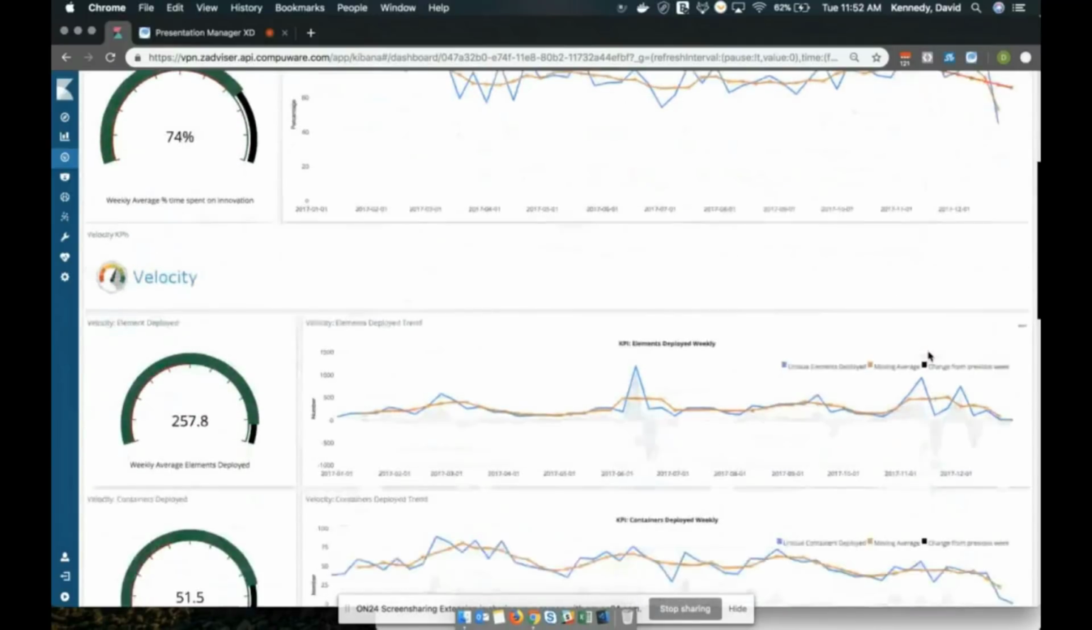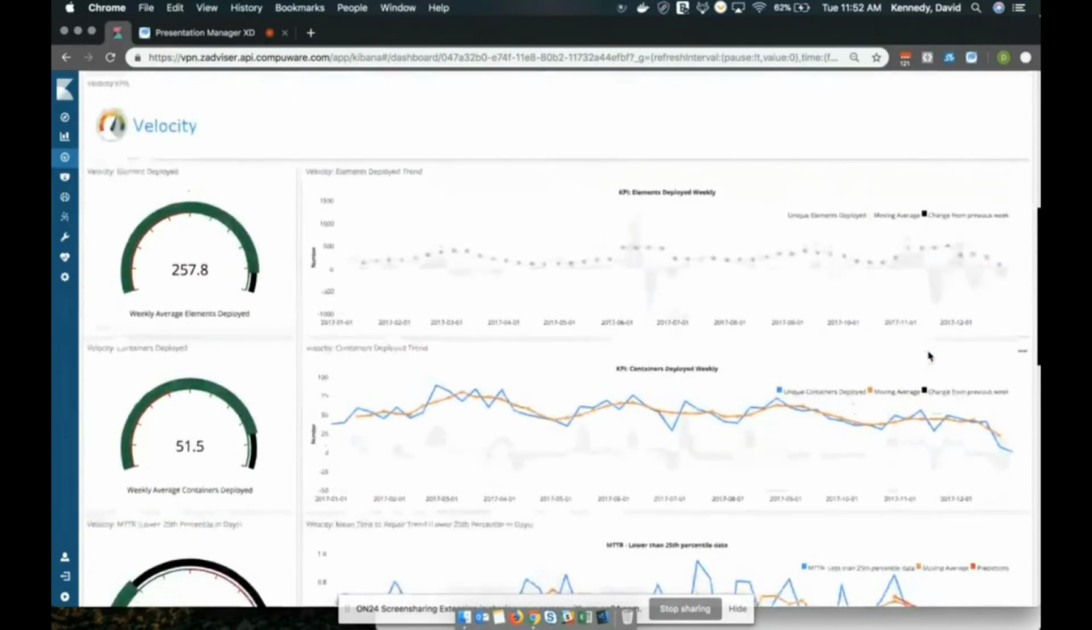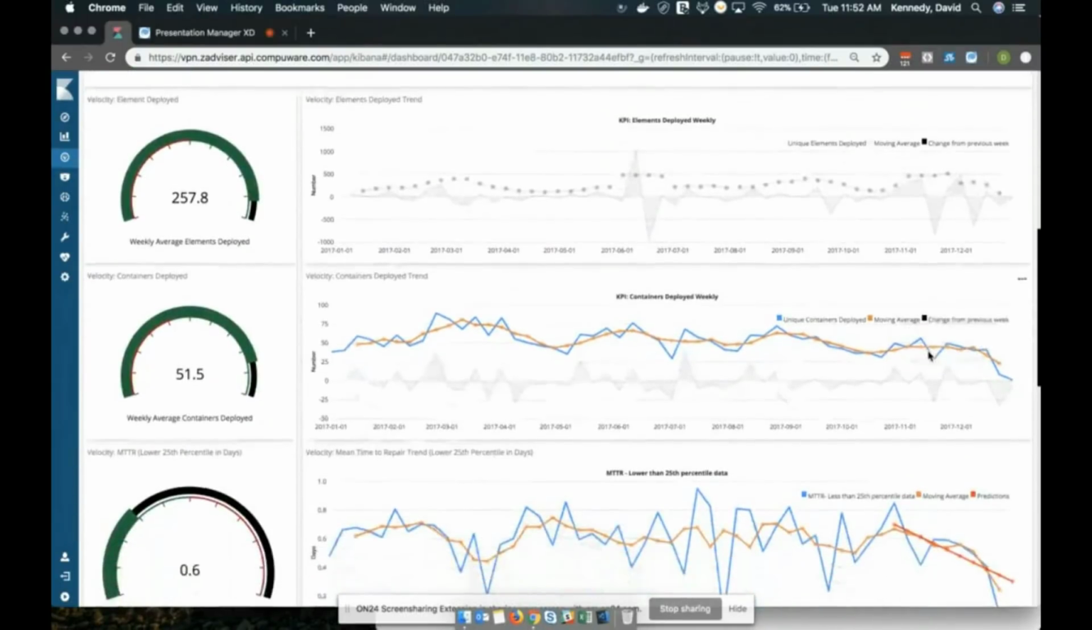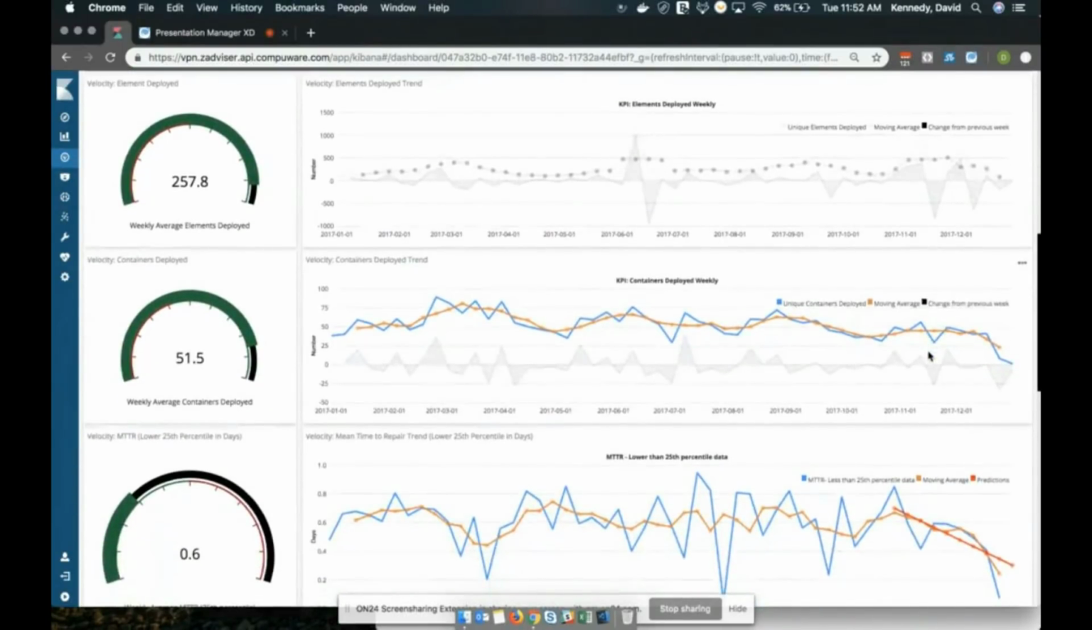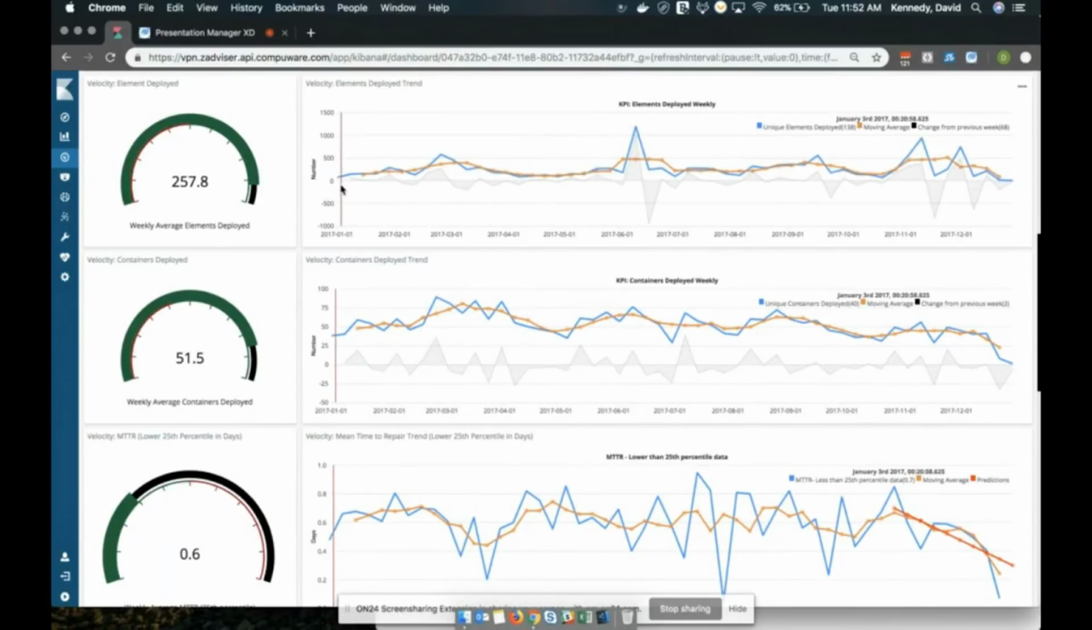So the next KPI that we want to discuss is velocity. There's multiple components in the makeup of velocity, and the first two that I'd like to talk about are elements deployed and containers deployed and the relationship between those two. We do have the monthly average, and again, the roll-up of the average amount of elements that are deployed to production. And so production at Compuware means that it's staged and ready to be deployed at the end of every quarter to go out to our customers.